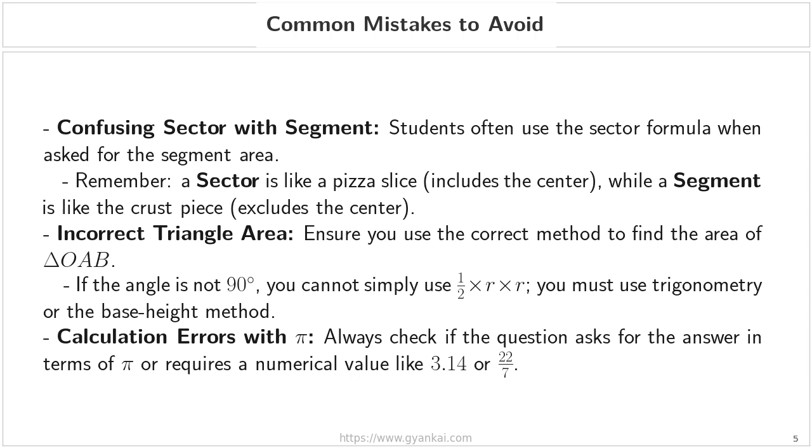Finally, watch out for calculation errors involving pi. Before you start your final calculation, always check the instructions. Does the question ask you to leave your answer in terms of pi, or does it specify a value like 3.14 or 22/7? Using the wrong value for pi can lead to an incorrect final result. Now that we have seen how to solve a practical problem, I want to pause and discuss some common pitfalls. Even if you understand the concept, it is very easy to lose marks due to small errors. Keep these points in mind, and you will be well prepared for the final summary of this topic.